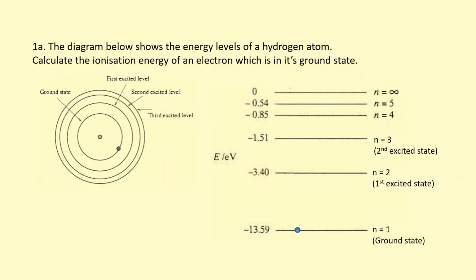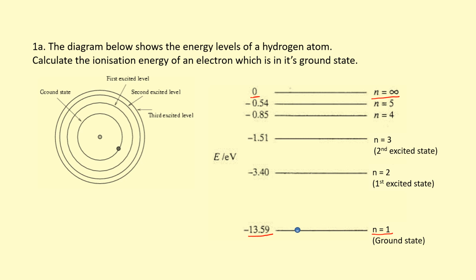The diagram below shows the energy levels of a hydrogen atom. Calculate the ionization energy of an electron which is in its ground state. So it's here, n equals 1, and to ionize we need to remove it completely from the atom. So basically we have to send it all the way to n equals infinity. There the electric potential is defined as 0, and here it's 13.59.